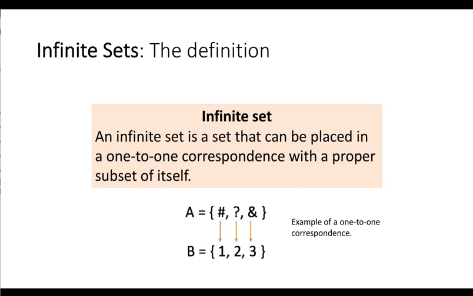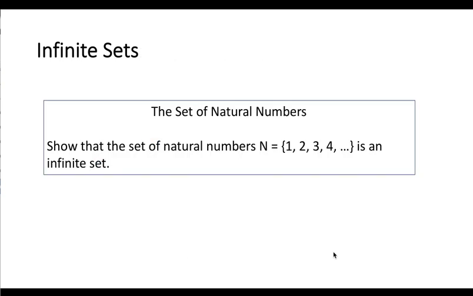First of all, I want to show you what a one-to-one correspondence looks like. If we have this set A, which contains the pound sign, the question mark, and the and sign, we can set up a one-to-one correspondence with set B, which are the elements 1, 2, and 3. That just means every element in A gets paired up with an element in B. That's what a one-to-one correspondence looks like.